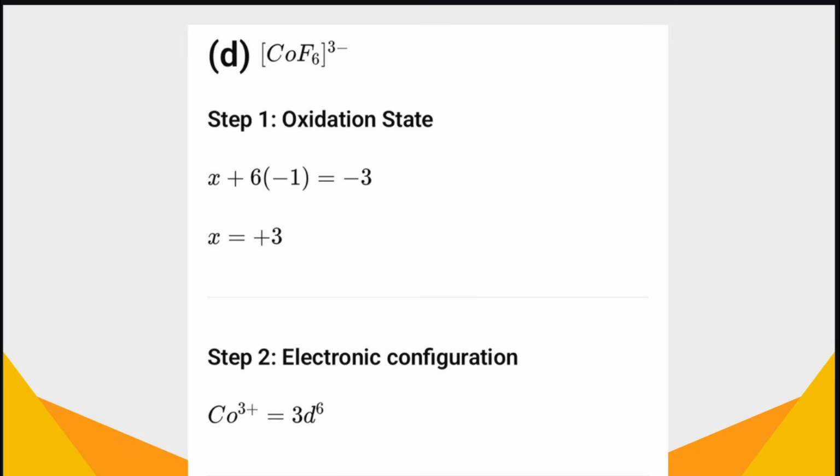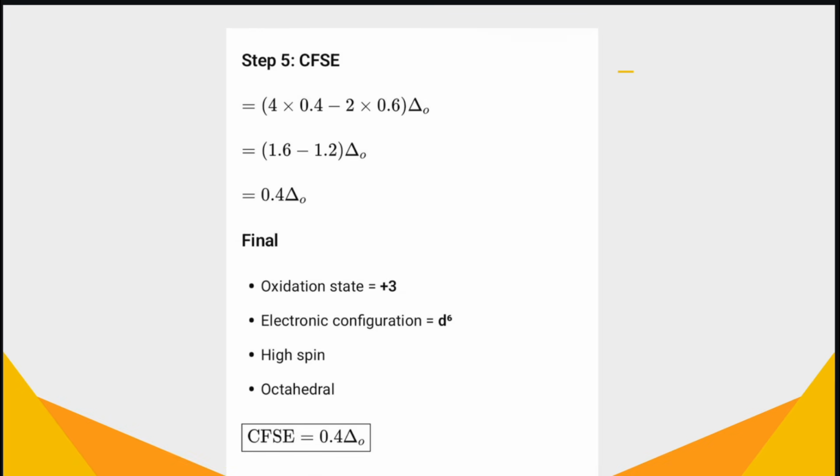And step 2 we will calculate electronic configuration. So Co3+ is equal to 3d6, a d6 configuration. And step 3 we will see the ligand nature. Here F minus is a ligand. Here F minus is a weak field ligand, therefore high spin octahedral complex. In step 4 we will see the electronic arrangement, t2g4 and eg2. We will get this as the electronic arrangement.